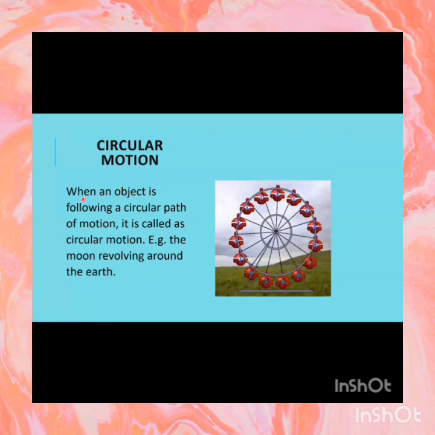Circular motion. When an object is following a circular path of motion, it is called circular motion. For example, the moon revolving around the earth, and you can see this circular motion of a giant wheel. This is also an example of circular motion.